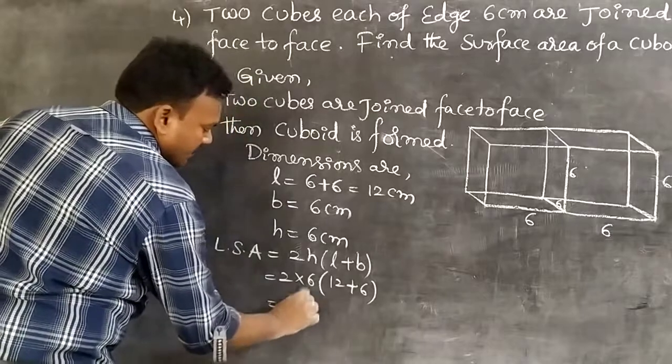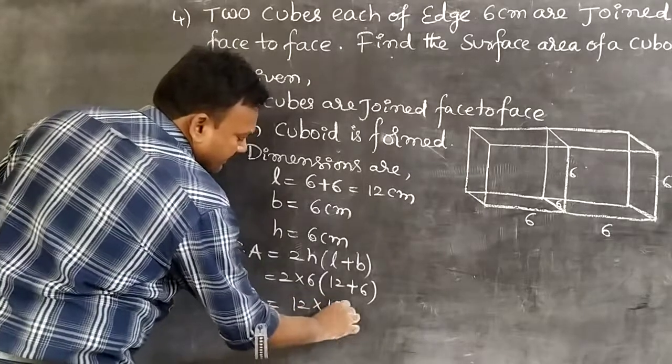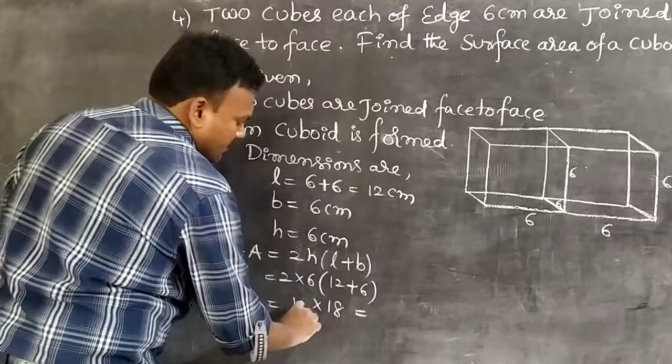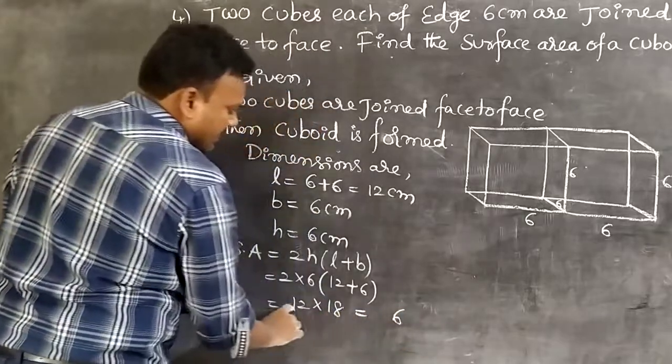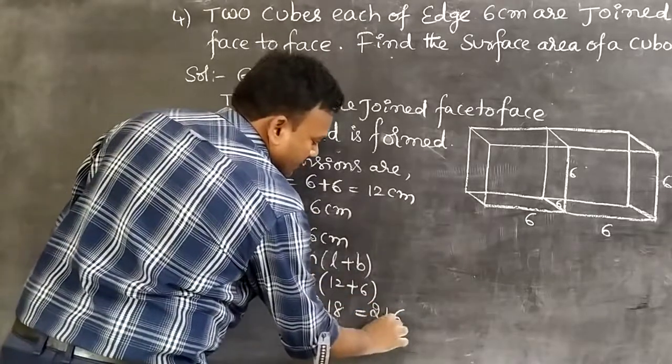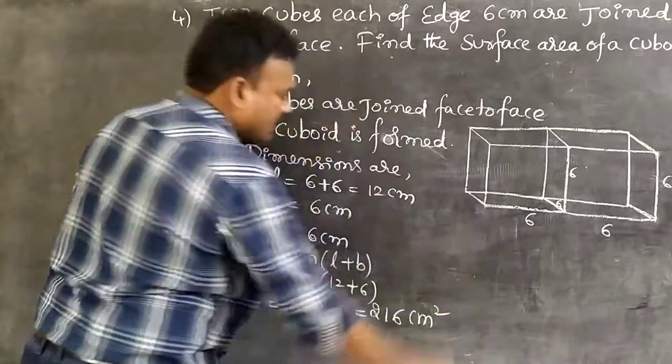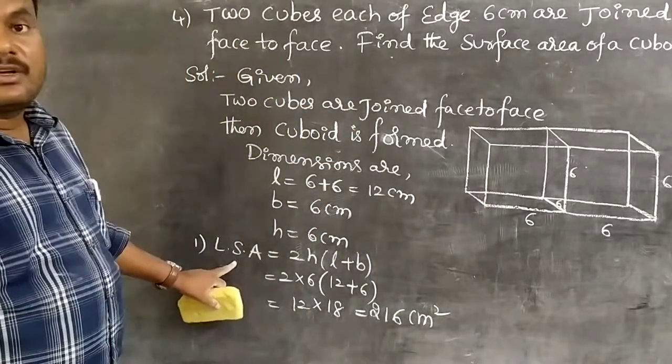So that implies 2 into 6, of L value 12 plus 6. So it becomes 2 into 18. 18 twos are 36. 18 ones are 18, plus 3 is 216. 216 square centimeters. That is the LSA of the cuboid.